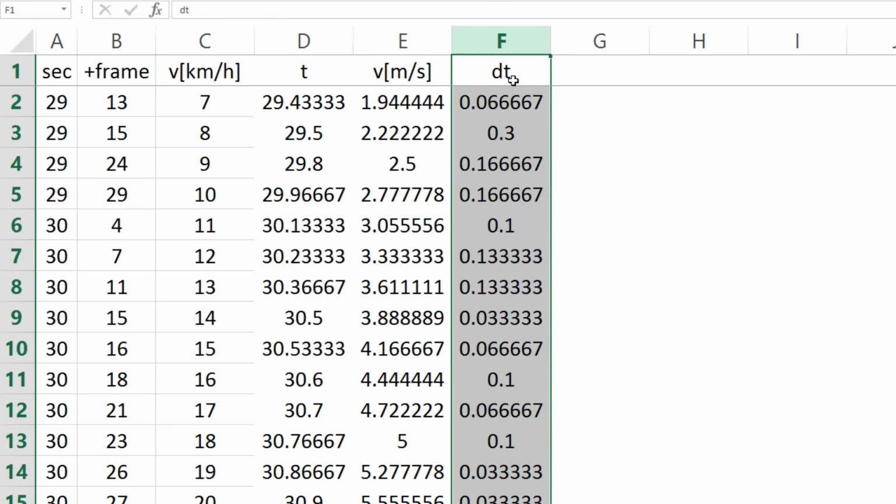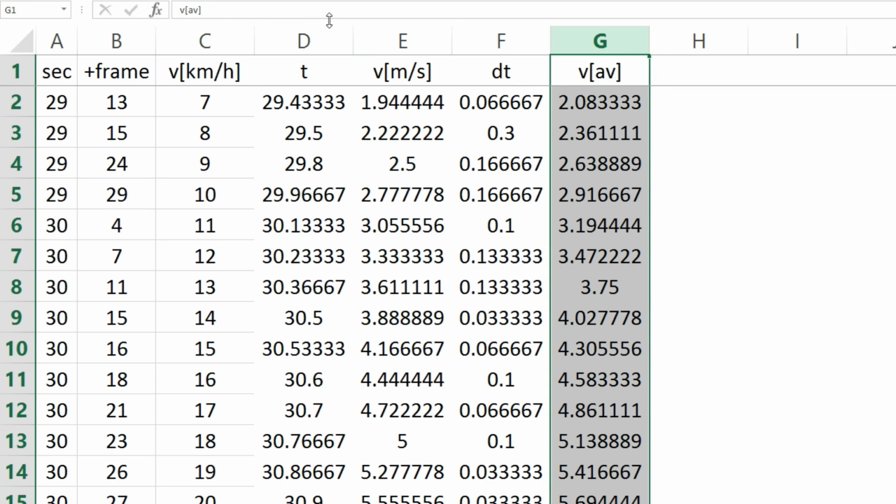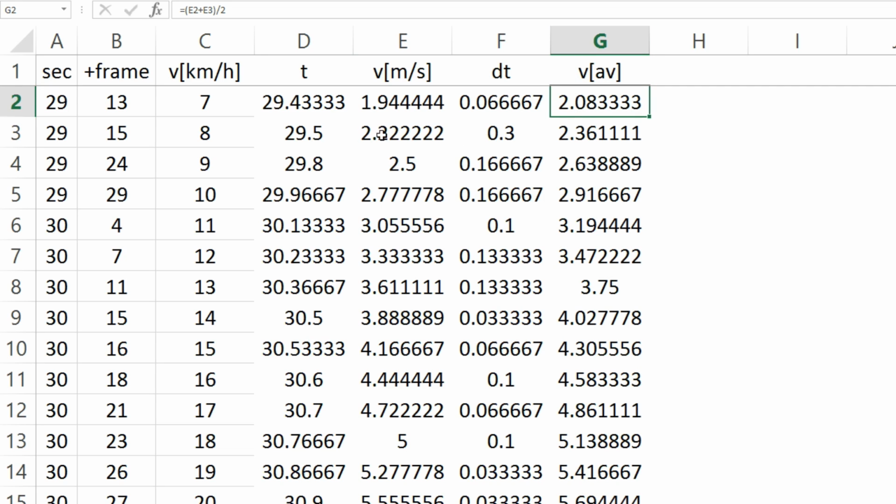What I also did is I took the time difference between two data points. Yeah, this one minus that one, and you got that one. What I also did was I took an average speed, because between these two times we are driving between 1.9 and 2.2 meters per second. So I took the average between these two, and that's a quite good representation of the average speed in this time interval. So for 0.07 seconds you're driving about 2.1 meters per second.